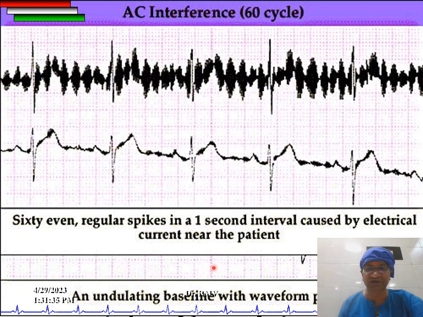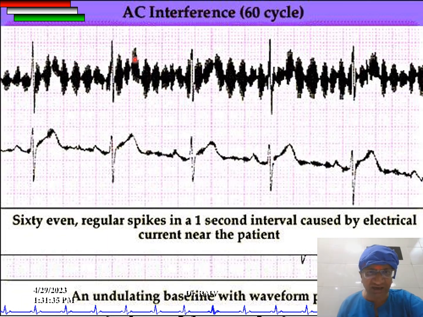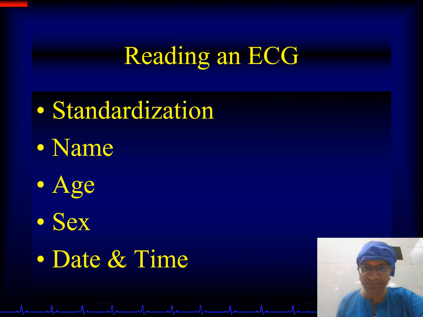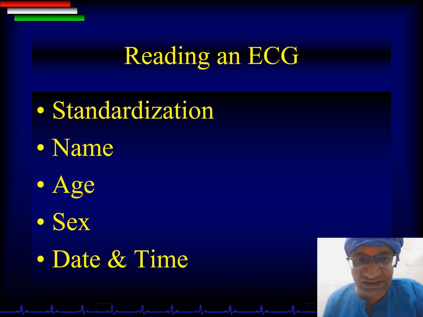You can see it is like ventricular fibrillation, but this is simply even, regular spikes caused by electrical current. It is more regular and more even. So that is what we call a current problem. Now, reading an ECG, yes, we have talked about standardization.